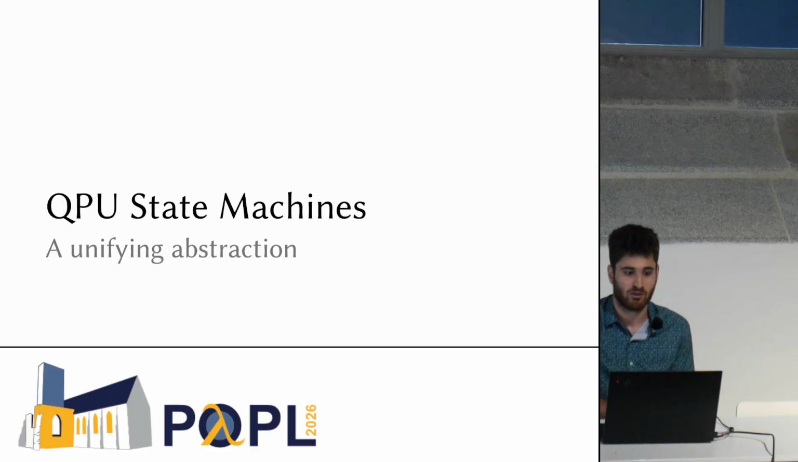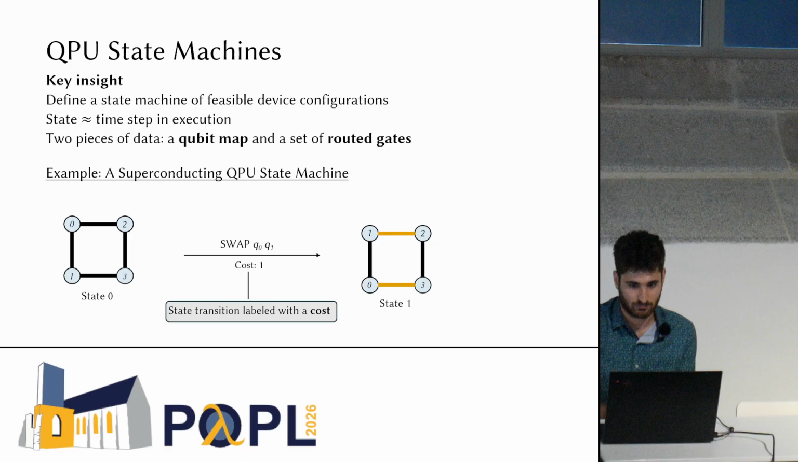Okay. So I'm going to begin by talking about QPU state machines, which are this abstraction that we use to view all of these different qubit mapping and routing problems as different instances of the same abstract problem. So the key idea here is that we define a state machine of feasible device configurations for each problem. And each state in this machine roughly corresponds to a time step in the execution of a circuit.